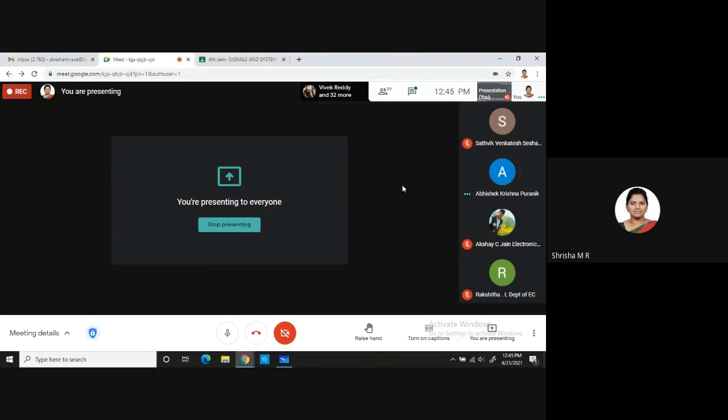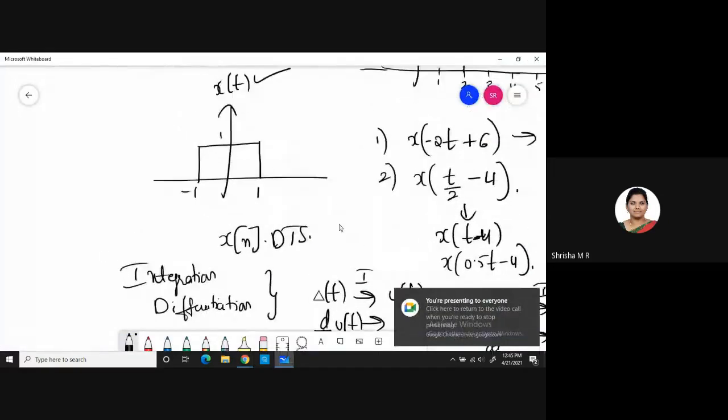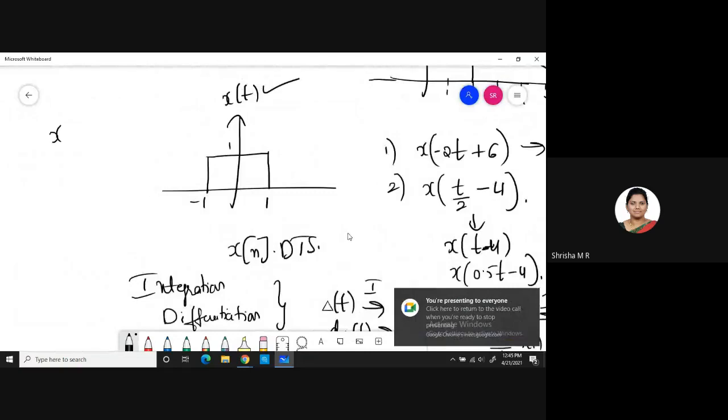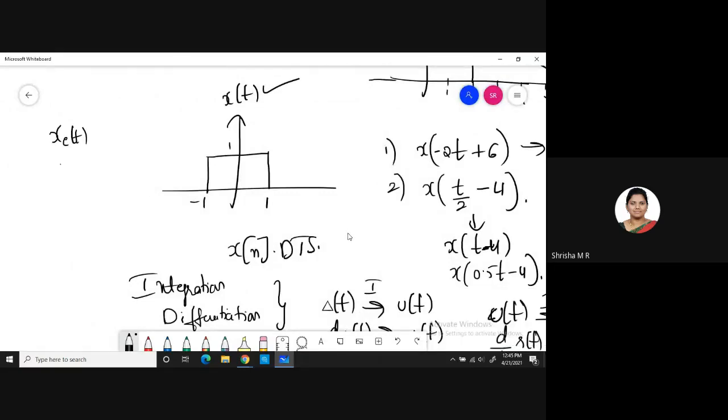Ma'am, will they ask like finding even and odd signals? They'll ask you to find the even part of the signal and the odd part of the signal. They'll give you a signal, suppose this is your signal x of t, the even part of x of t, x e of t, or the odd part of x of t, x o of t. So the even part, how will you find? x of t plus x of minus t by 2. The odd part is x of t minus x of minus t by 2. You have to draw waveforms and find the even part and odd part.